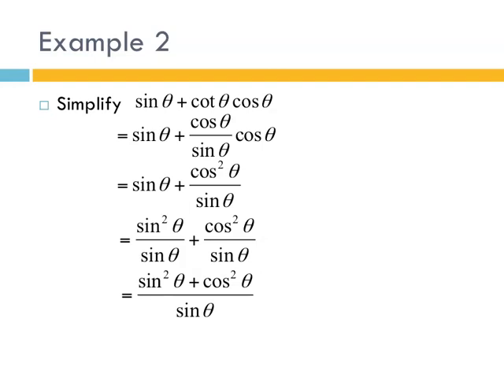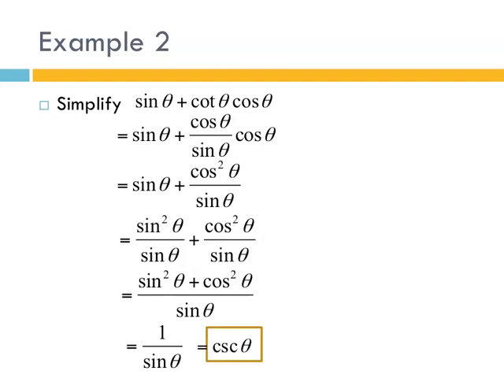All right, so sine squared plus cosine squared is 1. We have 1 over sine theta. And 1 over sine theta, actually we can even simplify that even further using a reciprocal identity, because 1 over sine is equal to cosecant theta.